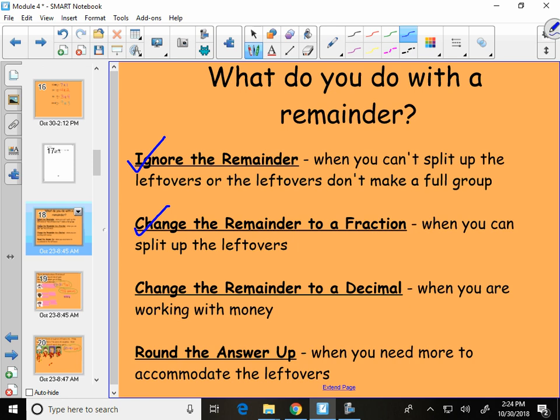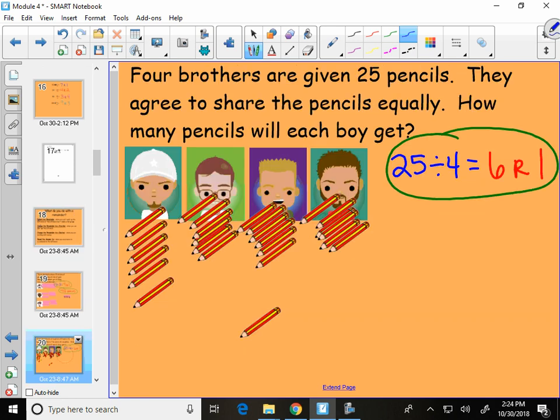We're going to ignore the remainder. We can't split up a pencil into 4 pieces. I mean, we could, but it really wouldn't make sense. So this extra pencil, we are not going to split into pieces. We don't have enough pencils to give everybody a 7th pencil. We can't make it into a decimal, so we're going to ignore the remainder. So in real life, you would just say, we each get 6 pencils. And who knows, maybe the mom would put the extra pencil in the drawer in the kitchen or something, right?